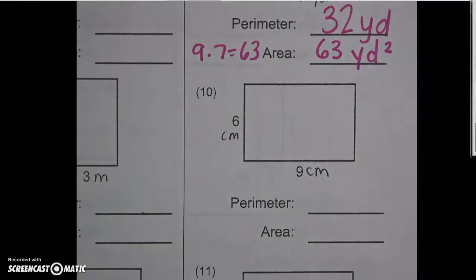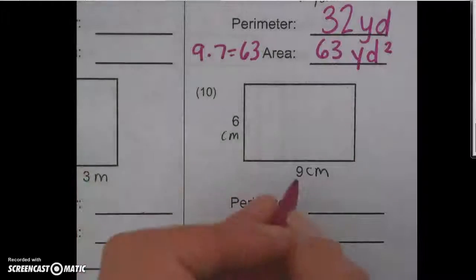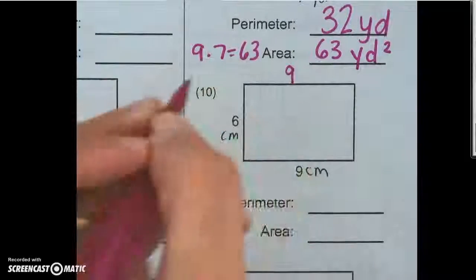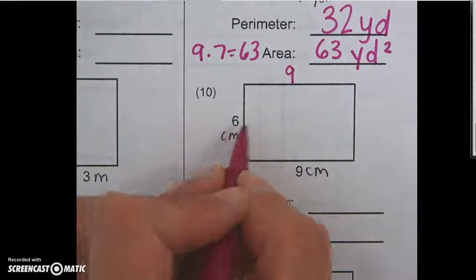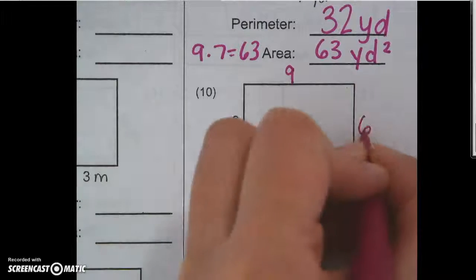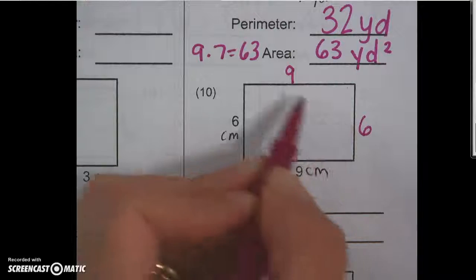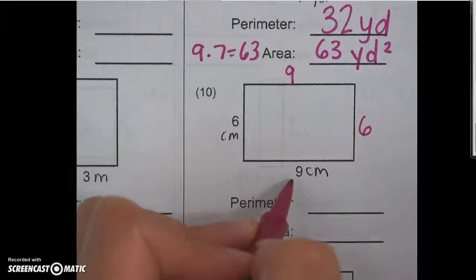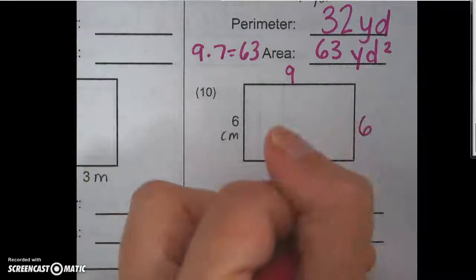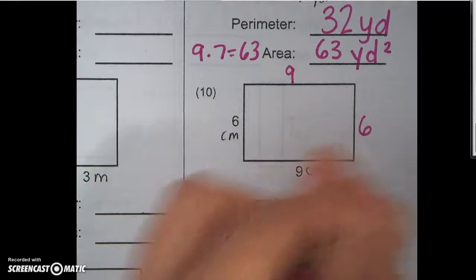To find the perimeter, I'm going to add up all my sides. So if this is 9, up here also has to be 9. If this is 6, over here also has to be 6. So now I'm going to add up 6 plus 9 plus 6 plus 9. This gives me 15, plus another 15 would give me 30 centimeters.